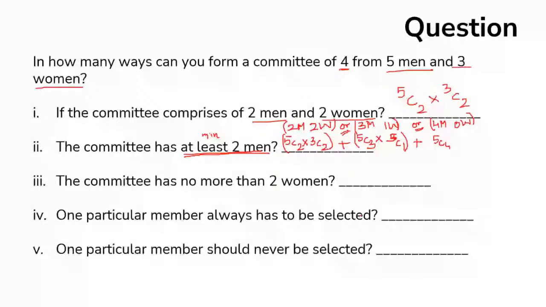So the third question is, the committee has no more than two women. What is meant by no more than two women? No more than two women means the maximum number is two. So we start with two. In this case, the maximum number is two.